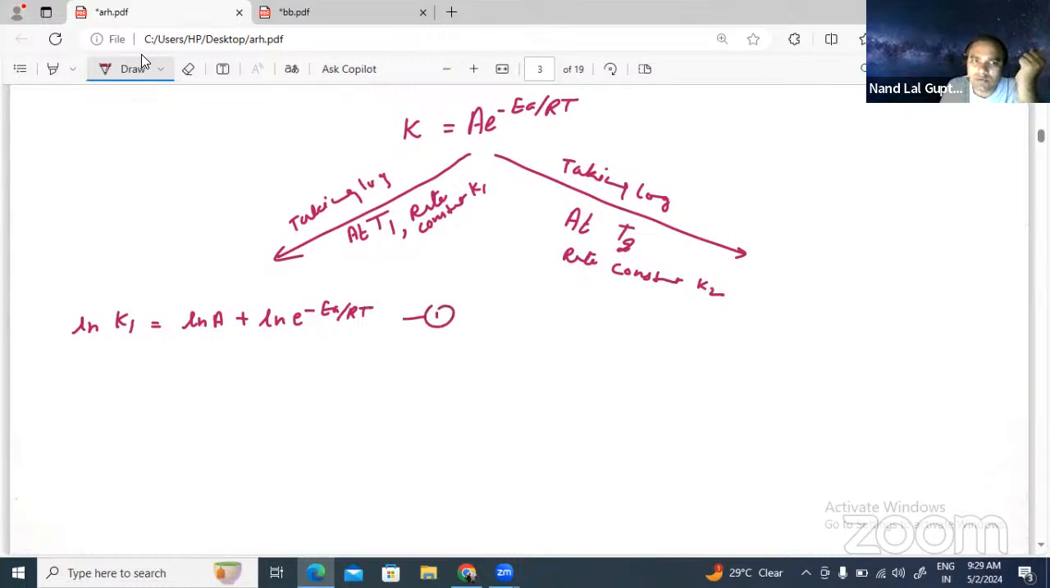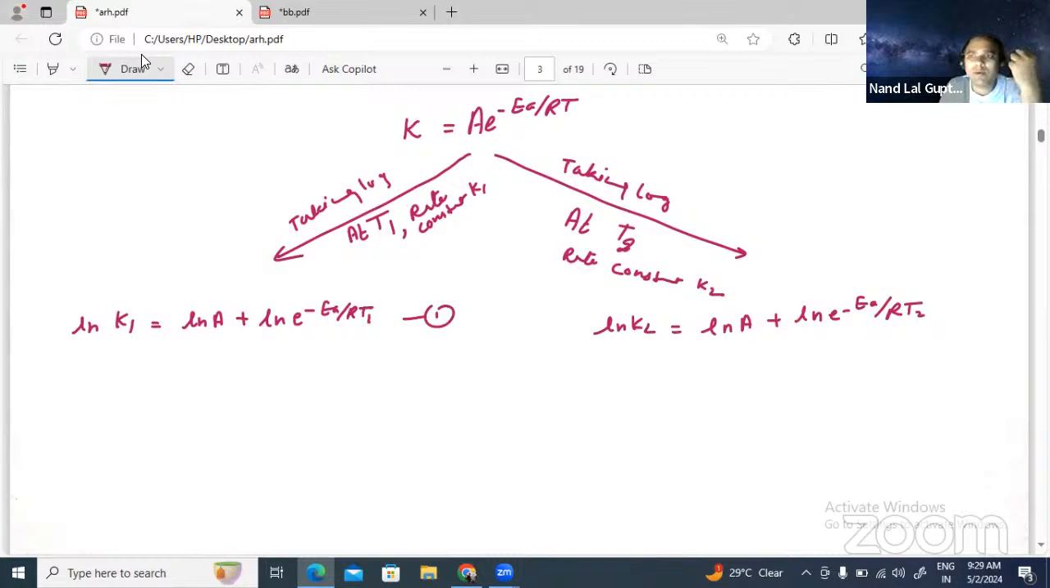Here you see equation 2. That is ln K2 is equal to ln A plus ln e to the power minus Ea upon RT. This is RT1 and this is going to be RT2.